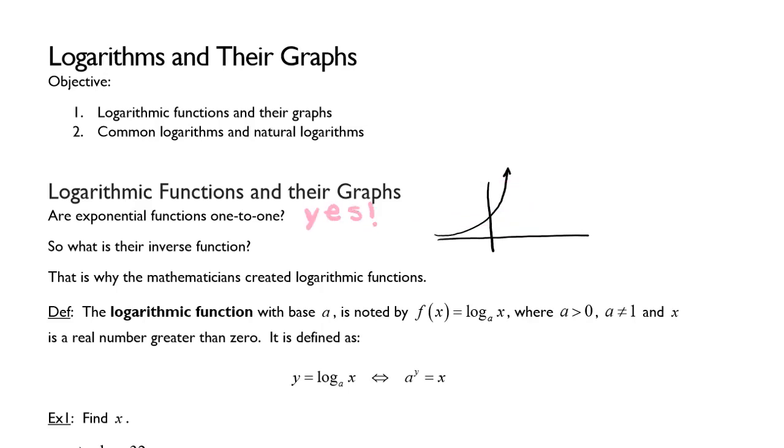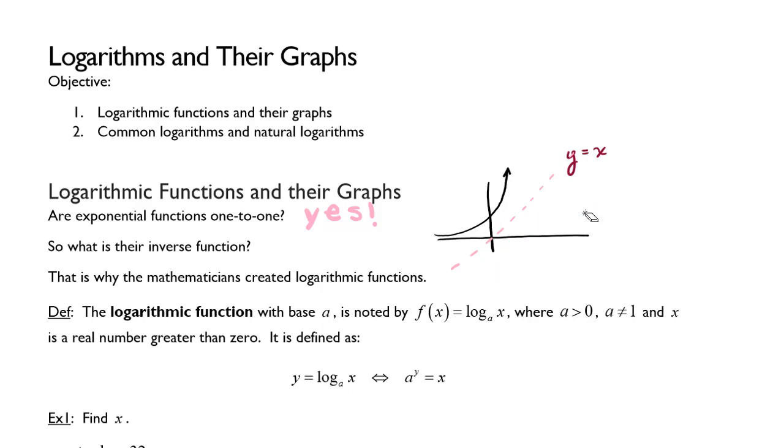If an exponential function is one-to-one, we could say that the inverse is the graph of the curve that is the reflection about the line y equals x. And if I were to sketch that, it would look something like this, where every xy coordinate is now yx values on this blue line.